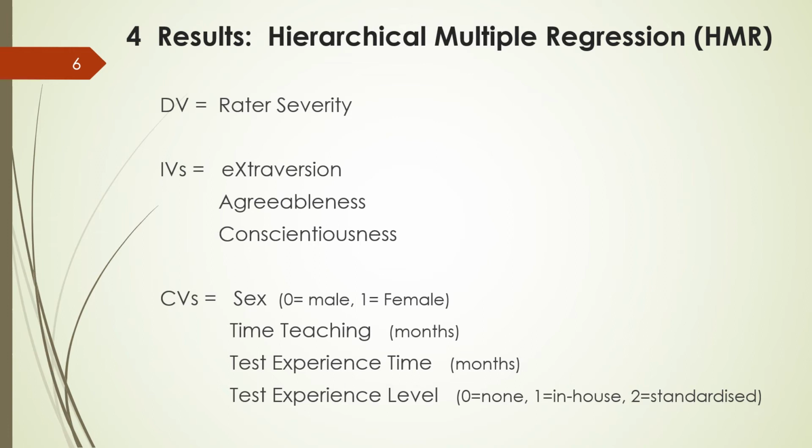Finally, there were 4 control variables also included in this study. Sex was a categorical variable with 2 conditions, 0 or 1. Time teaching was an interval scale variable that recorded the length of time in months that participants had been teaching in Japan. Test experience time was an interval scale variable that recorded the amount of experience, again in months, that participants had as either examiners or raters prior to enrolling in this study.